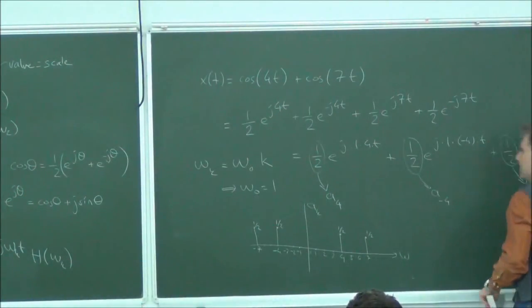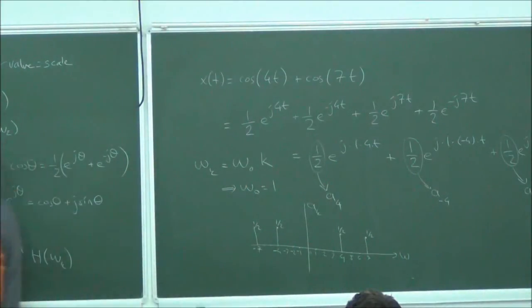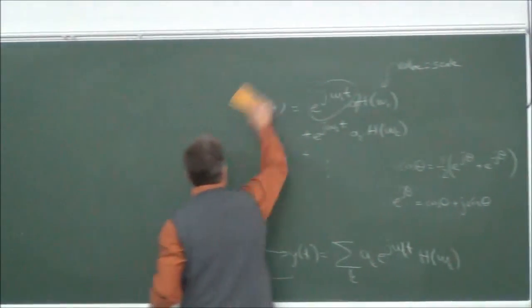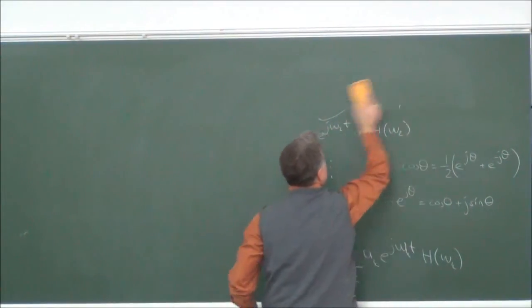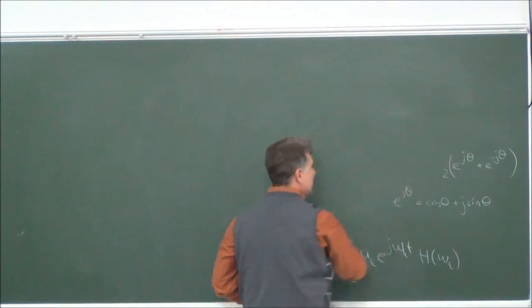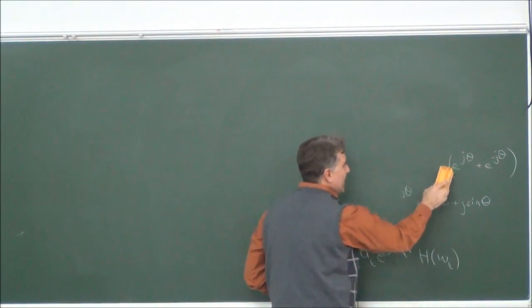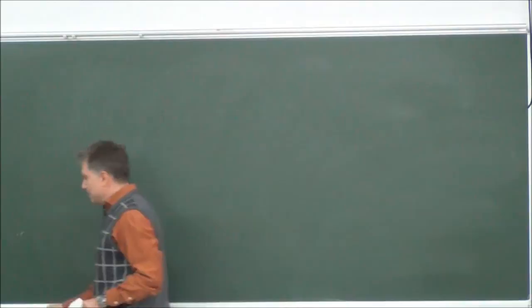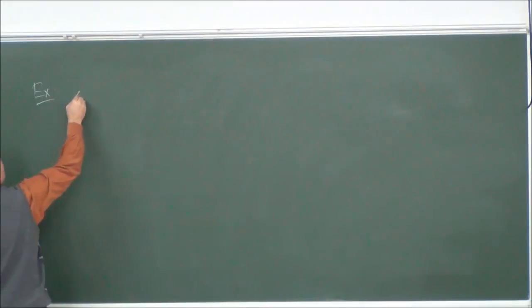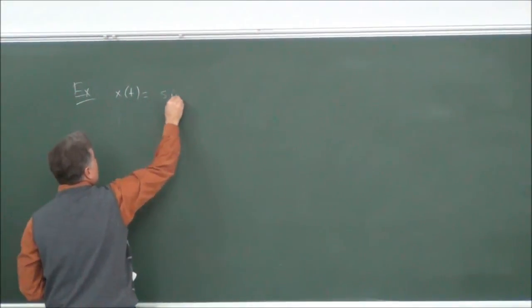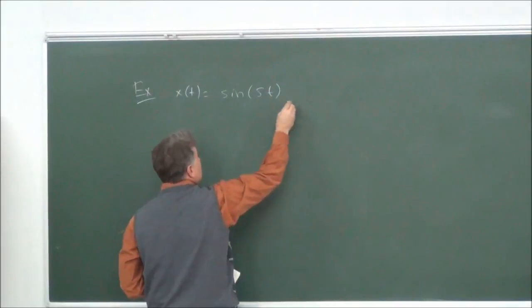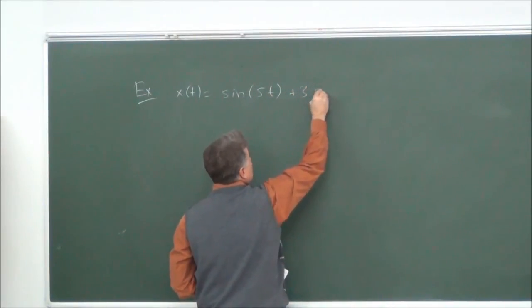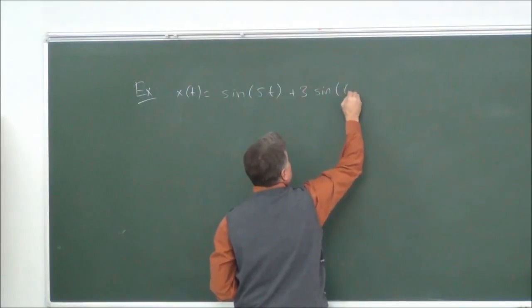Let's see another example. Then we will give a break, and then we will continue with the systems. A cosine is too easy, as you see, for determining the Fourier series coefficients, because these values are all reals, 1 over 2 everywhere. How about sinusoids? Do you remember them? For example, if the same question was asked like this: x of t is equal to sine 5t plus 3 sine 6t.